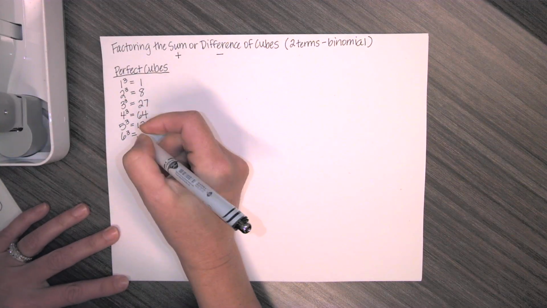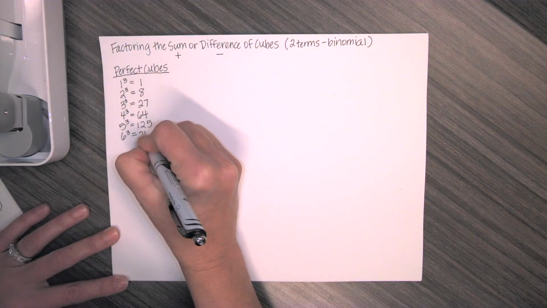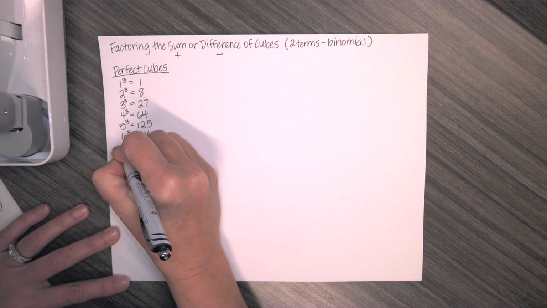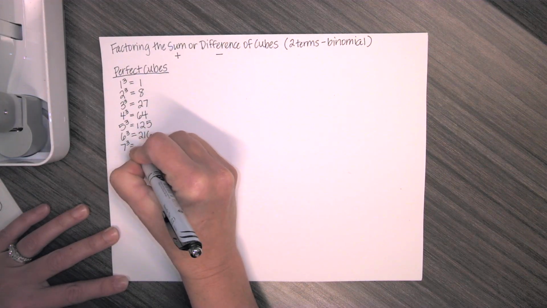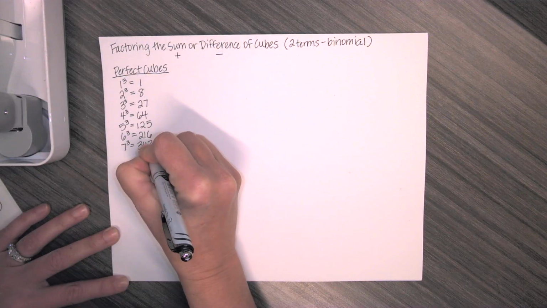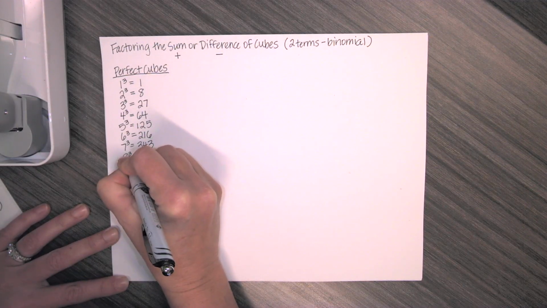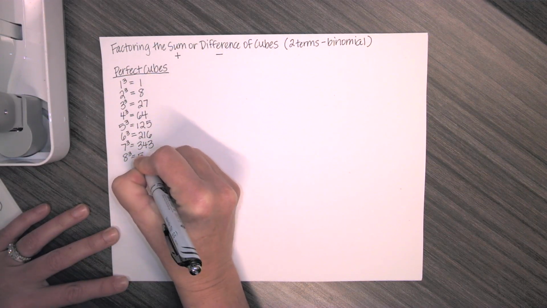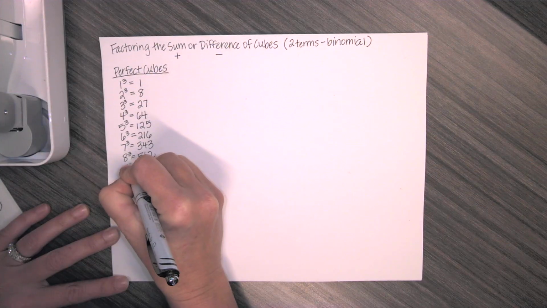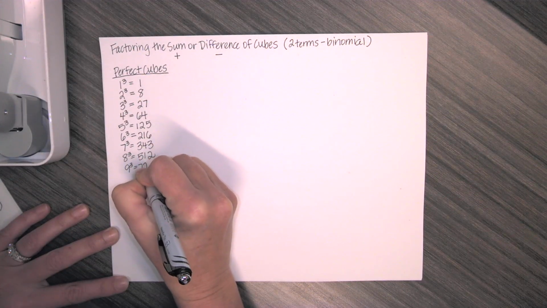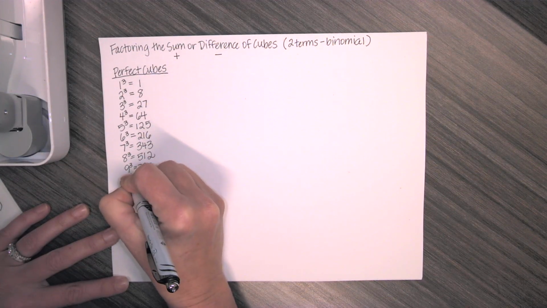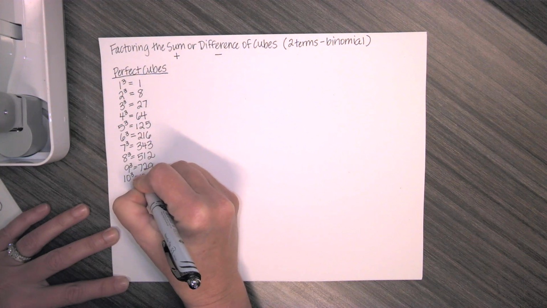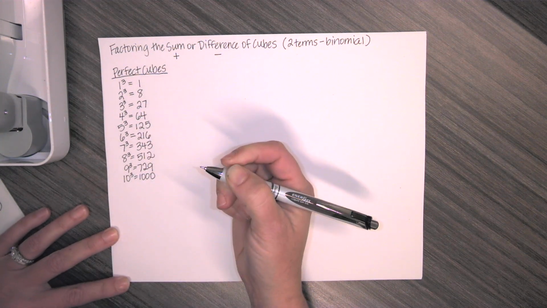I'm going to go ahead and list up to 10. 6 cubed is 216. 7 cubed is 343. 8 cubed is 512. 9 cubed is 729, and 10 cubed is 1,000. I think that'll give us plenty to work with at this point.